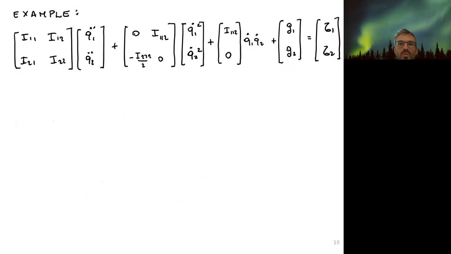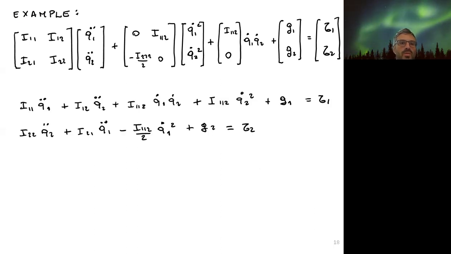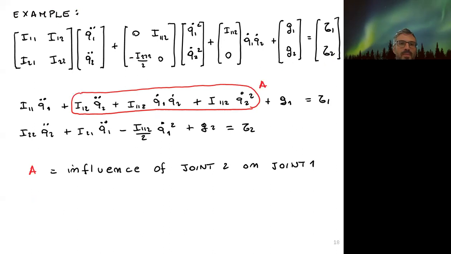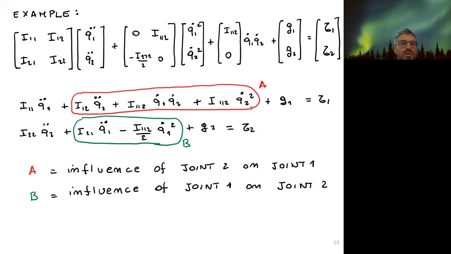As an example, if you want to play around, this is from the course of Oussama Khatib. It is an example of a 2 degrees of freedom robot, and you see that if you express explicitly the two dynamic equations, two differential equations for joint 1 and joint 2, you have in red the influence of joint 1 on joint 2, joint 2 on joint 1. This is the equation of joint 1, this is the equation of joint 2. In green, the influence of joint 1 on joint 2.